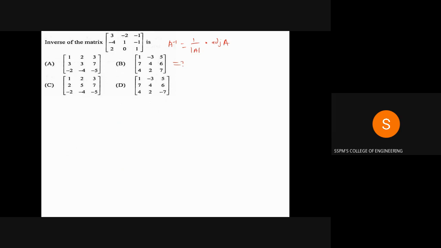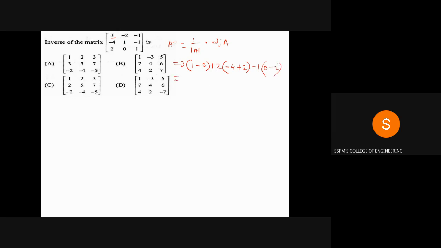For the determinant of A, see this first element 3, then 1 into 1 it is 1, minus 1 into 0 it is 0. Therefore minus 2, that is plus 2. This row and this column will be deleted. Therefore minus 4 into 1 is minus 4, minus 2 into minus 1, that is plus 2, minus the last element minus 1 into bracket, minus 4 into 0 it is 0, minus 2, 2 into 1 it is minus 2.